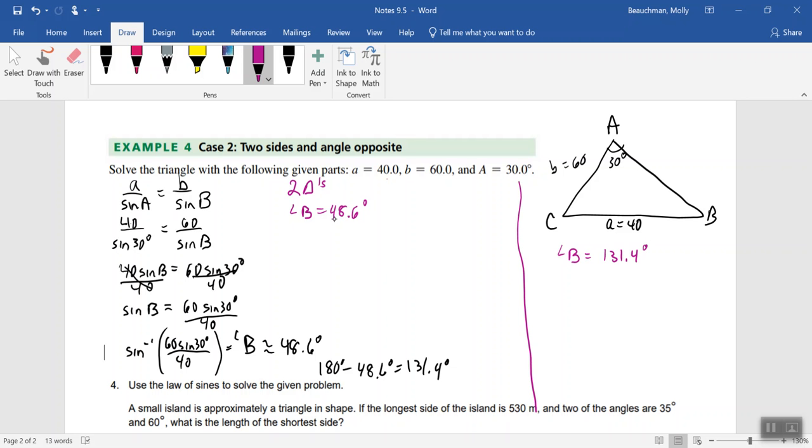In the first case, if angle B is 48.6, then now we can find angle C, because angle C plus angle B, 48.6, plus angle A, which is 30 degrees, equals 180 degrees. So angle C is going to equal 101.4 degrees.